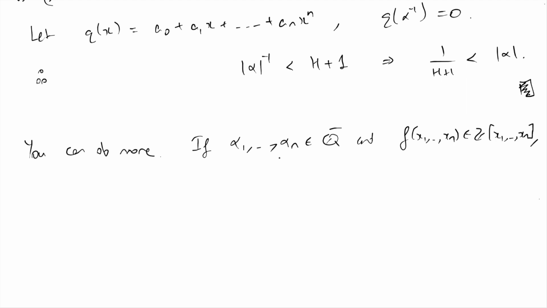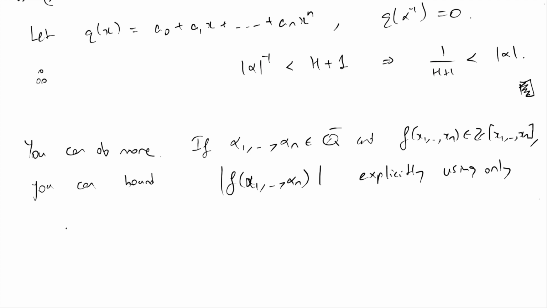So if you take a bunch of algebraic numbers, you take a multivariate polynomial with integer coefficients, you can bound this expression explicitly from above and from below. So let's say if it's non-zero, you just need to use the heights of alphas and of course their degrees and the height of f. So heights and degrees of alpha i's, and of course the height and so the size of the coefficients of f and its degree will also factor in. But there's a clean formula.